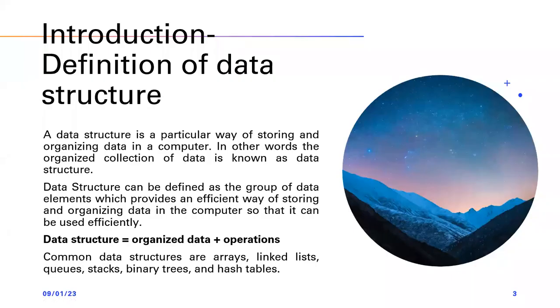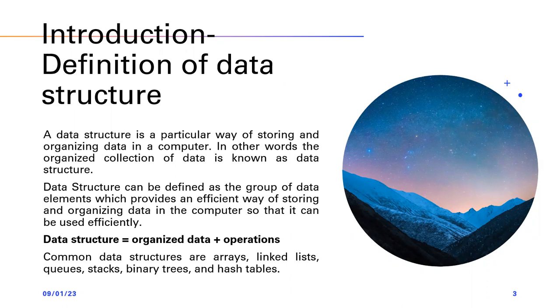What is data structure? A data structure is a particular way of storing and organizing data in a computer. In other words, we can say it is an organized collection of data, which is known as data structure. A data structure can be defined as a group of data elements which provides an efficient way of storing and organizing data in the computer so that it can be used efficiently. So data structure is a combination of organized data plus the operations.